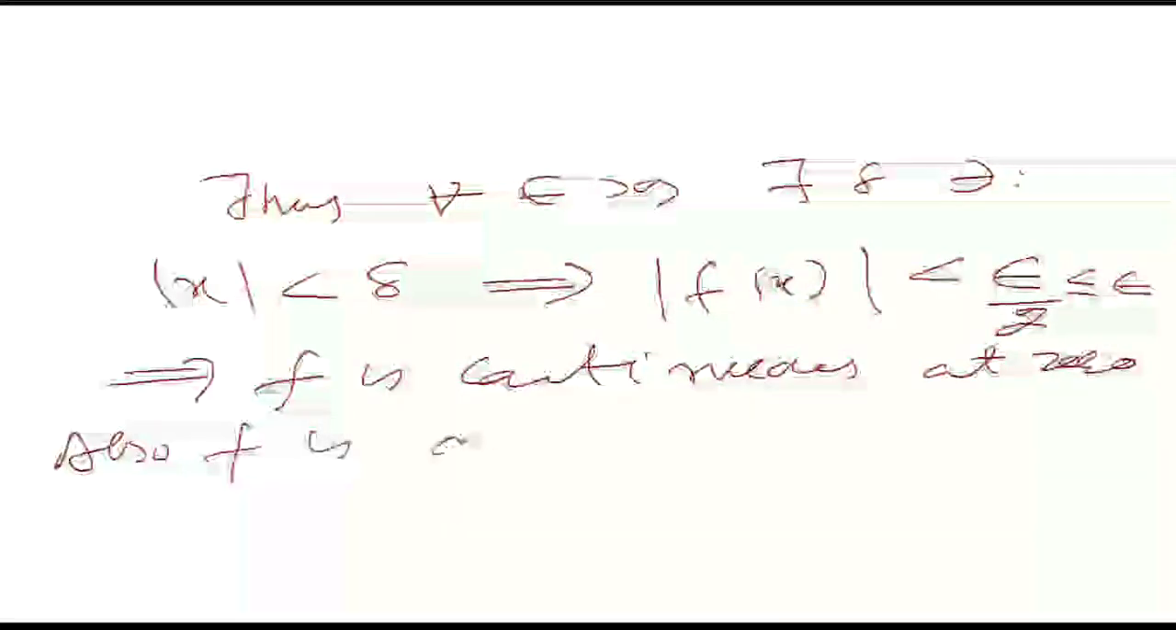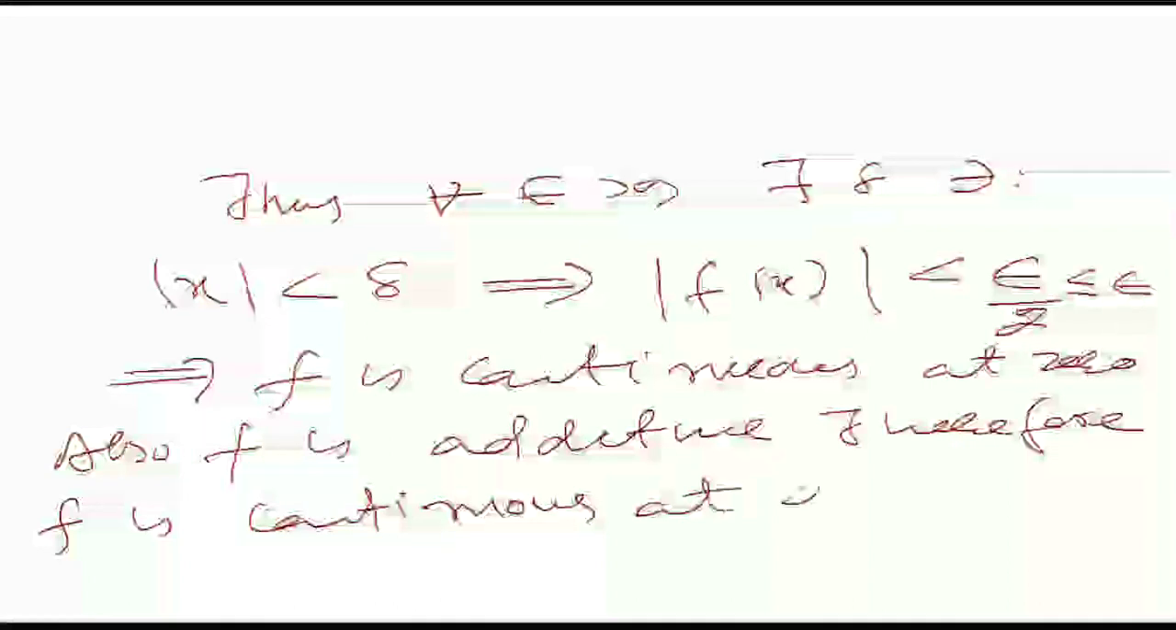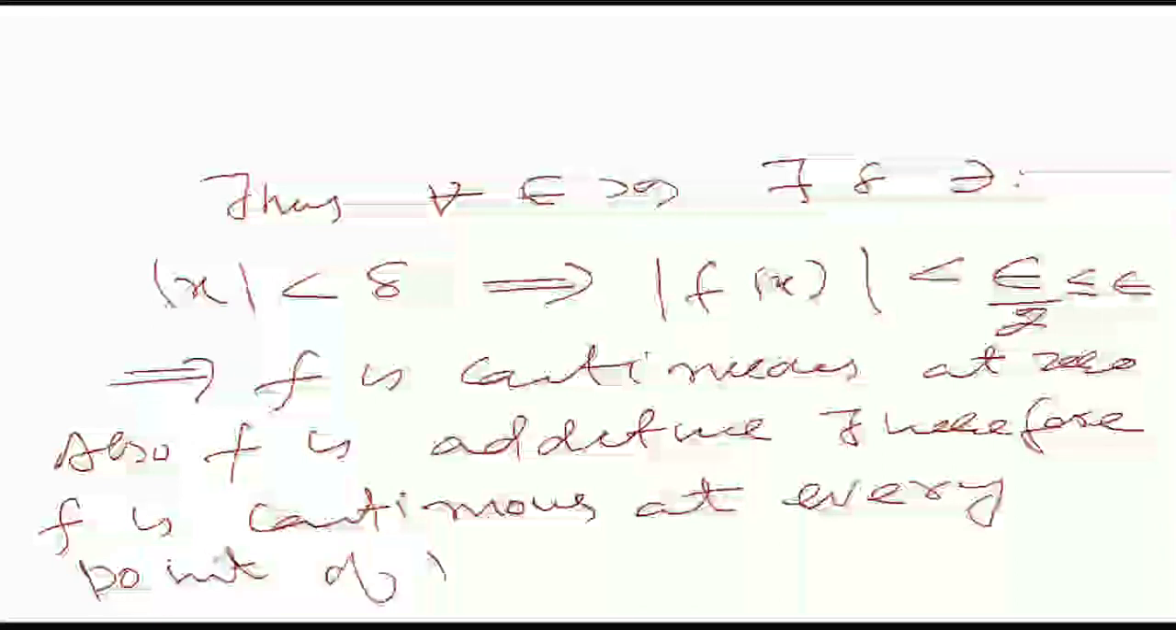Also f is additive. Therefore this f is continuous at every point of R. This is also already explained in one of our theorems when we have proved the same result for continuous additive functions, in the lecture with the title continuous additive functions. So f is continuous at every point of R. So f is continuous and additive.